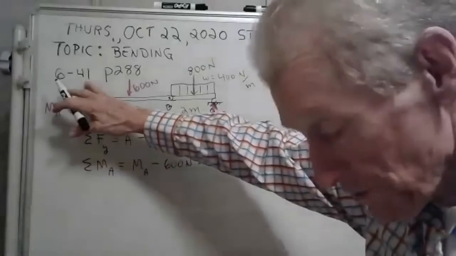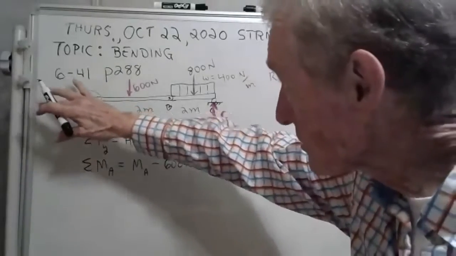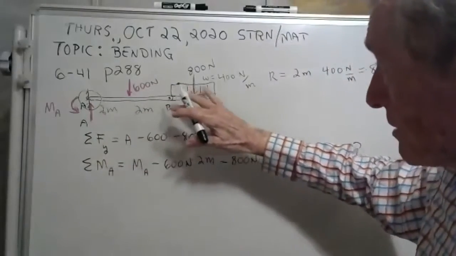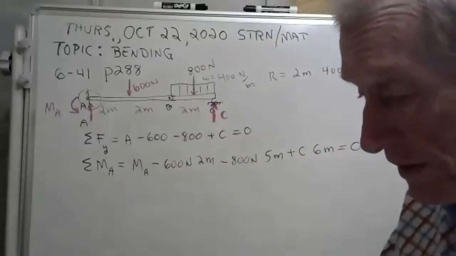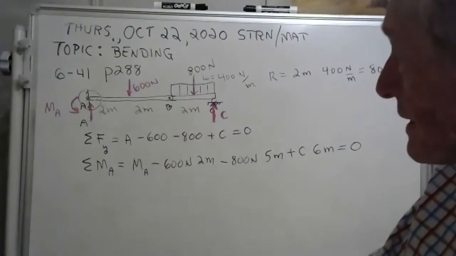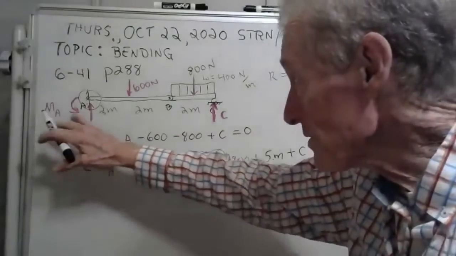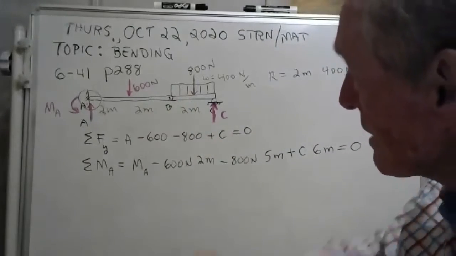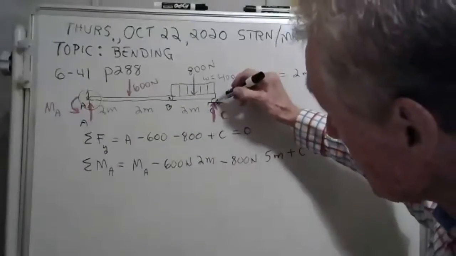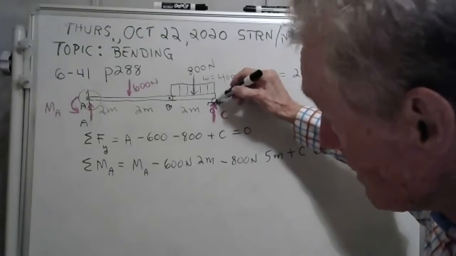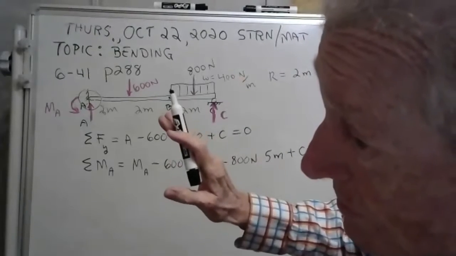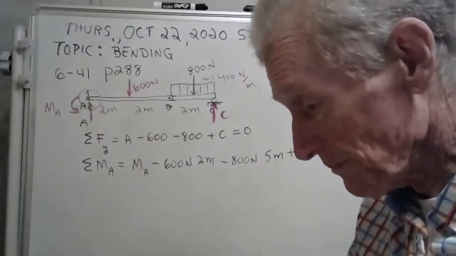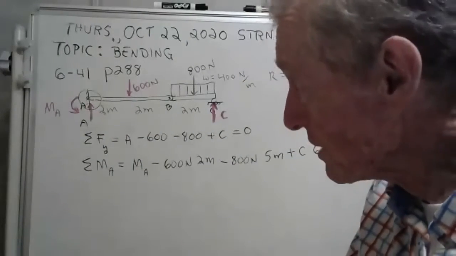This is problem 6-41. They have a 600 Newton external force, and they have what they call a distributed force. Now we know there has to be these three here, but there's no external force there. See, this force, Mohammed, comes from that roller. Rollers can push up. This force comes from that fixed connection.